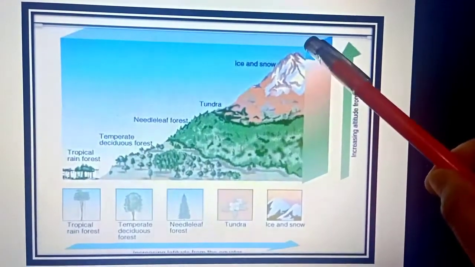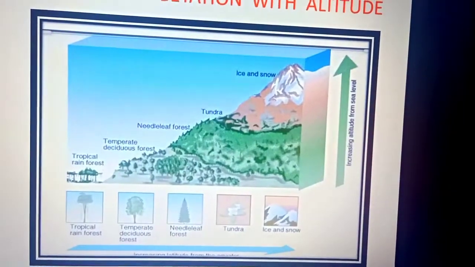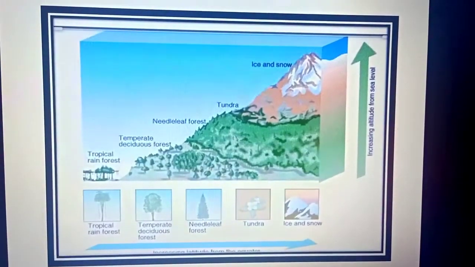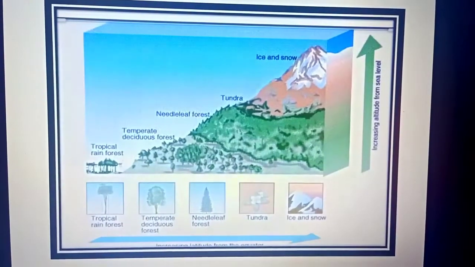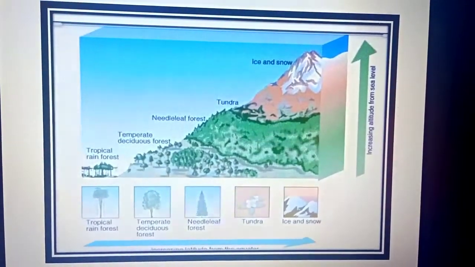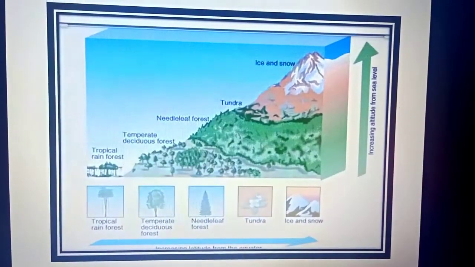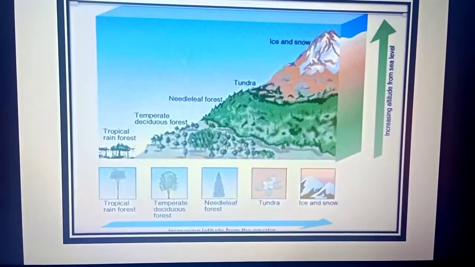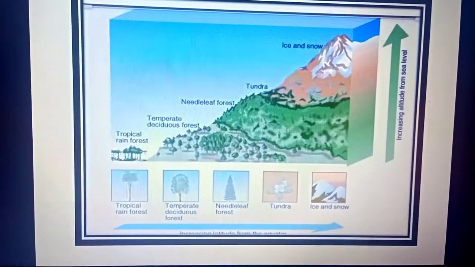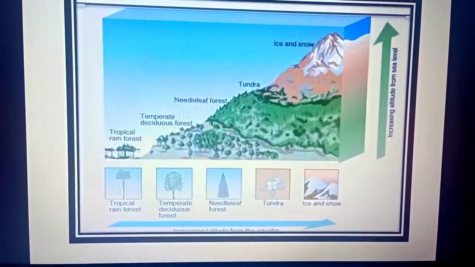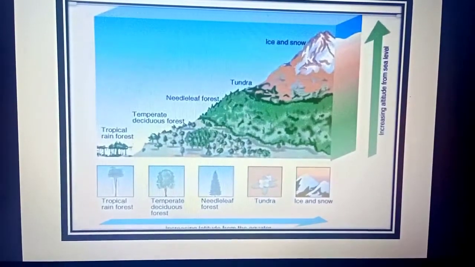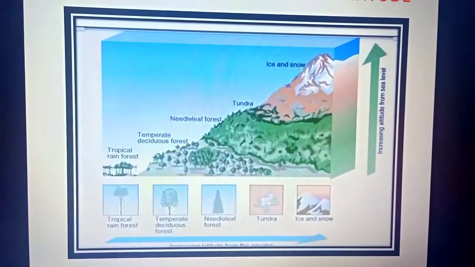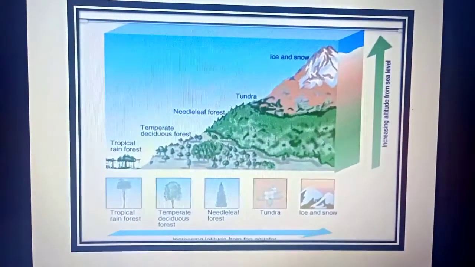As we proceed further to the highest part of the mountain, it's snow-clad actually. I mean to say it is covered with ice and snow throughout the year. It has a phenomenon called permafrost. Permafrost means the subsoil is permanently frozen and therefore nothing can grow here. It doesn't support the growth of any type of plants or trees. So the highest part of the mountain, where the temperature is extremely low, has no vegetation.